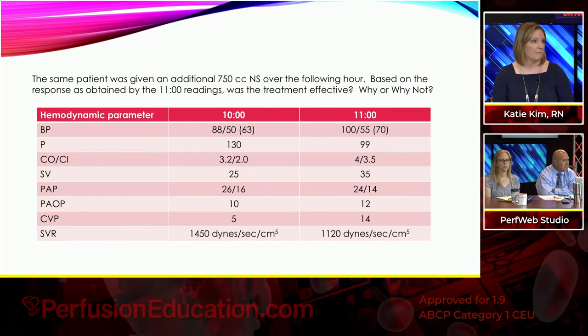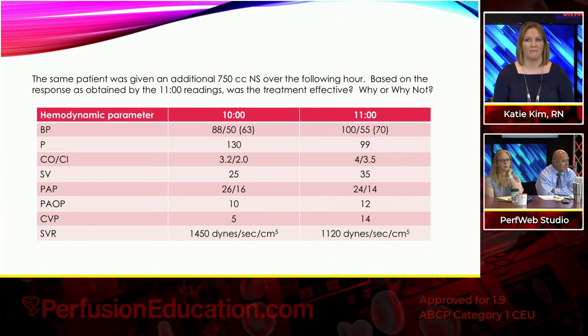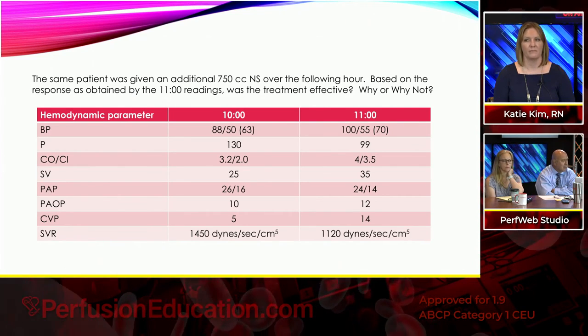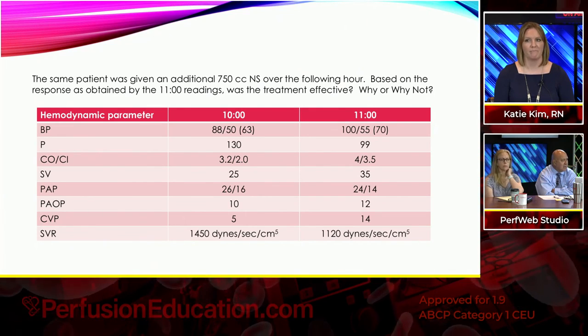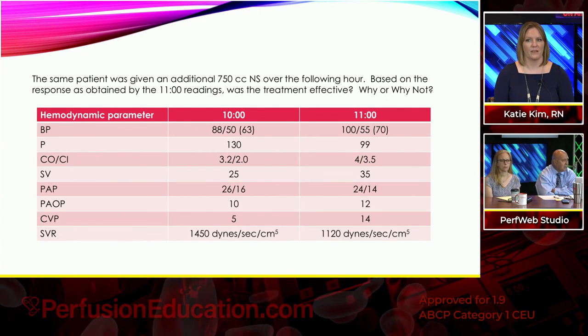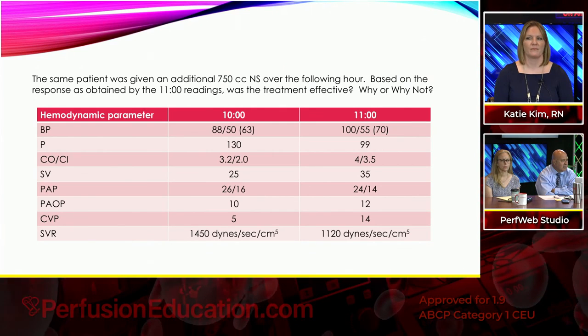And why or why not? Well, yes, it was clear, but I do see a potential problem brewing. I think the CVP's kind of high off of just another 750 to jump from 5 to 14. But there's been a positive response: blood pressure, pulse rate's reduced, output is increased.